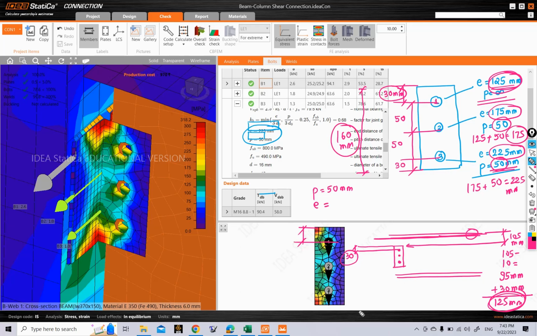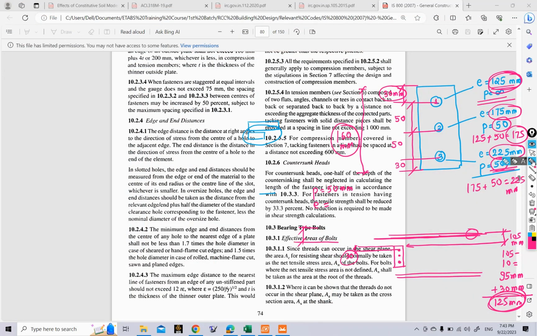I have just opened the code. If you look at our IS 800 code here, and at the definition of edge and end distances, it says the edge distance is the distance at right angles to the direction of stress from the center of a hole to the adjacent edge. So if this is our cleat plate here, our stresses will be in the downward direction. Edge distance is calculated at right angles to the stresses, that means this distance here. But the end distance is calculated in the direction parallel to the direction of stress. So this is our end distance here.